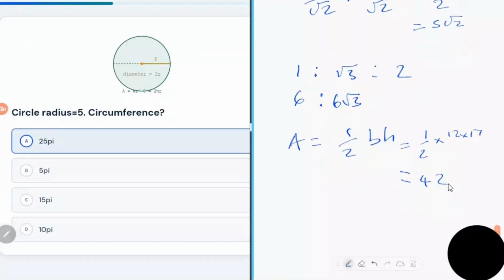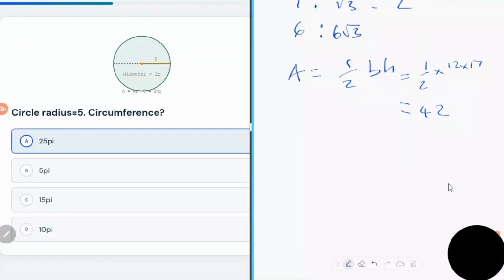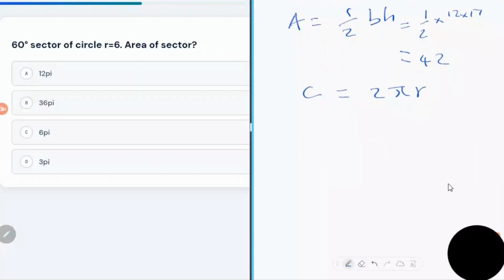Okay. So this is a circle. Circle with radius 5. What is the circumference? Remember, the circumference is 2 pi r. So 2 times 5. That is 10 pi.